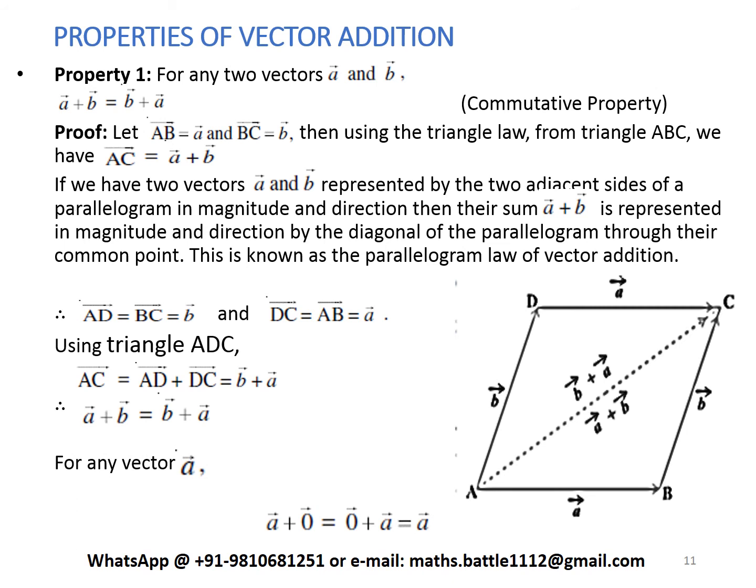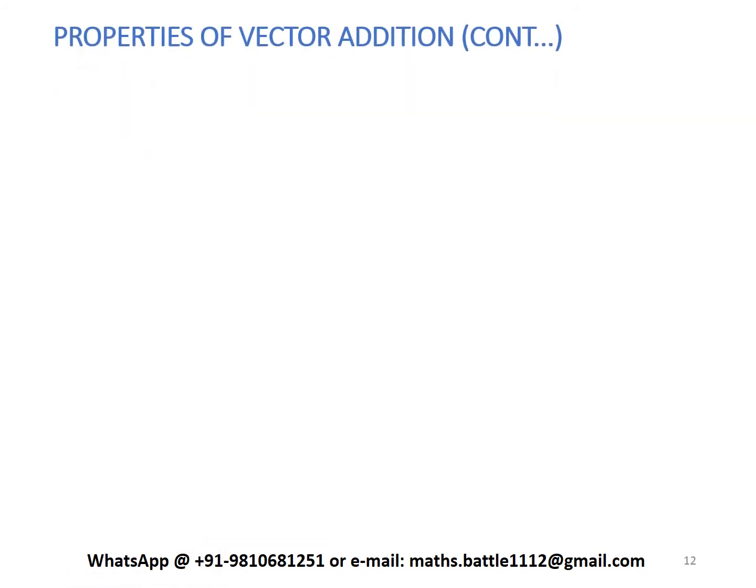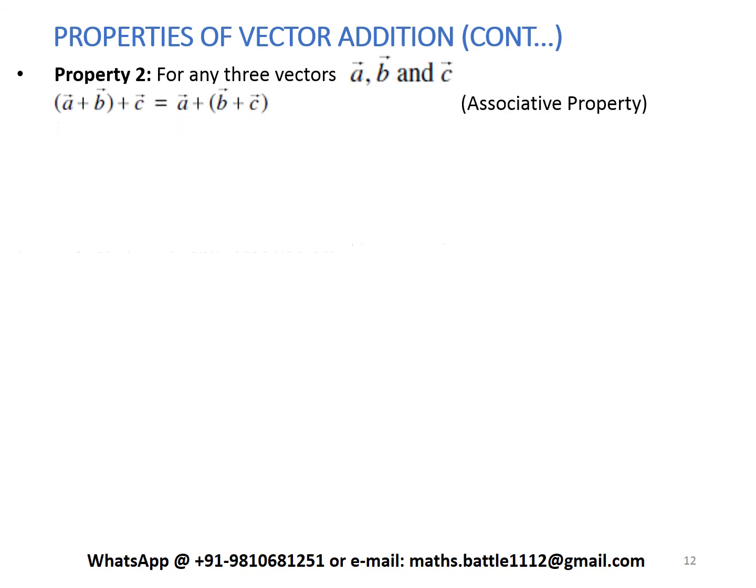For any vector A, A plus the 0 vector is equal to the 0 vector plus A is equal to vector A. The vector 0 is called the additive identity of vector addition. Properties of vector addition further.